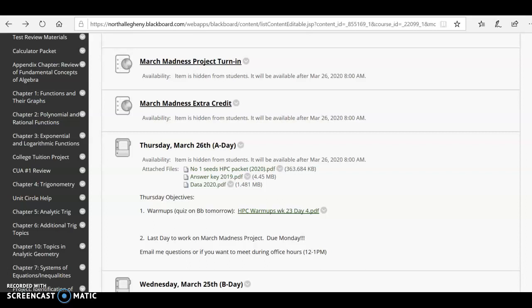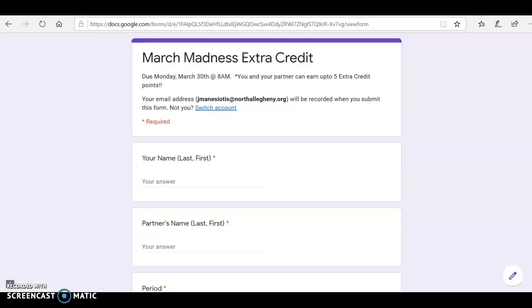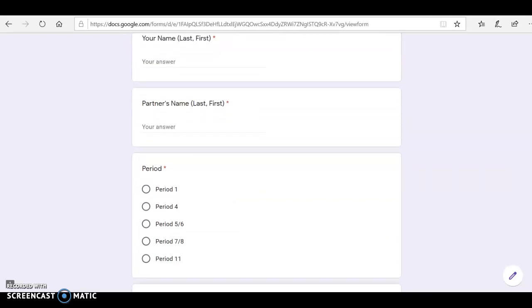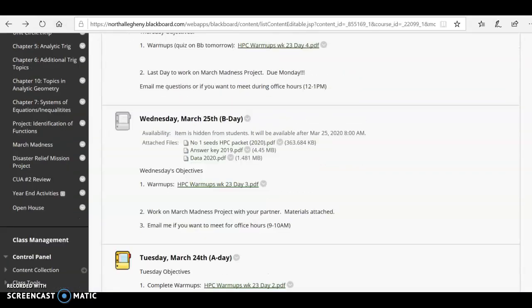Next, we have an extra credit opportunity for you. Since we did not have the opportunity to do brackets and beating the teachers and the principals, I thought it would be nice for you to get some extra credit points for this 9 weeks. There will be a Google form that'll open up on Thursday with some questions in it, and you only need to submit one form per group. That will also be due on Monday.